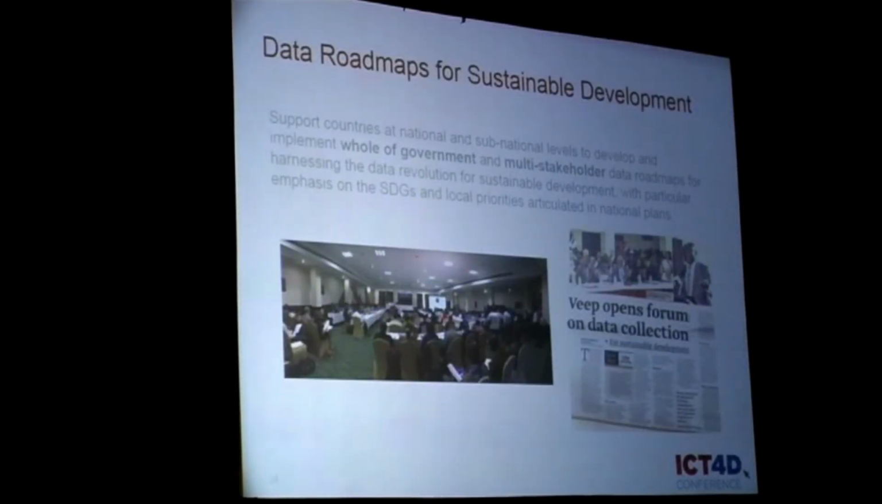One of the core ways that we're addressing the demand side and the political side of that equation is through a process that we're calling data roadmaps for sustainable development. This process is very fundamental to our work because essentially we're working with a number of countries now to better understand how we can implement whole of government and multi-stakeholder approaches for how the SDGs can be achieved in these countries, with particular emphasis on these being country-owned, locally relevant according to the key issues and priorities within those countries.